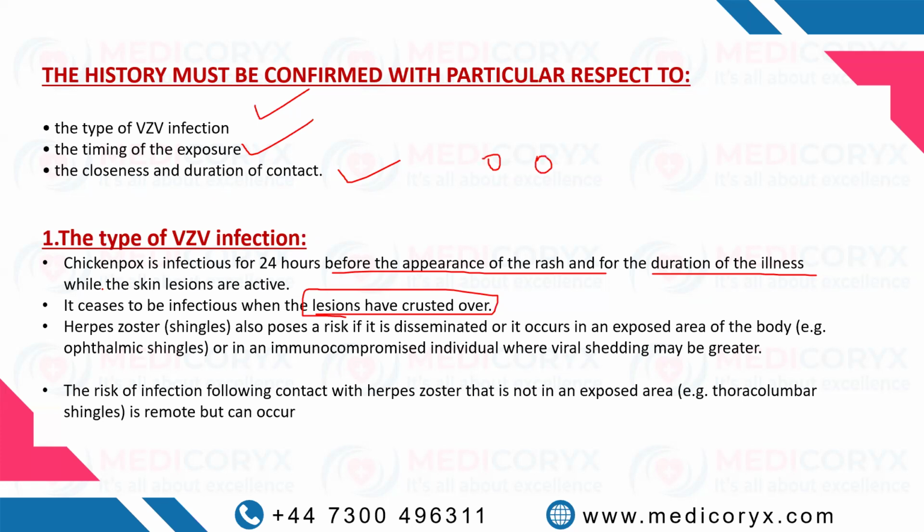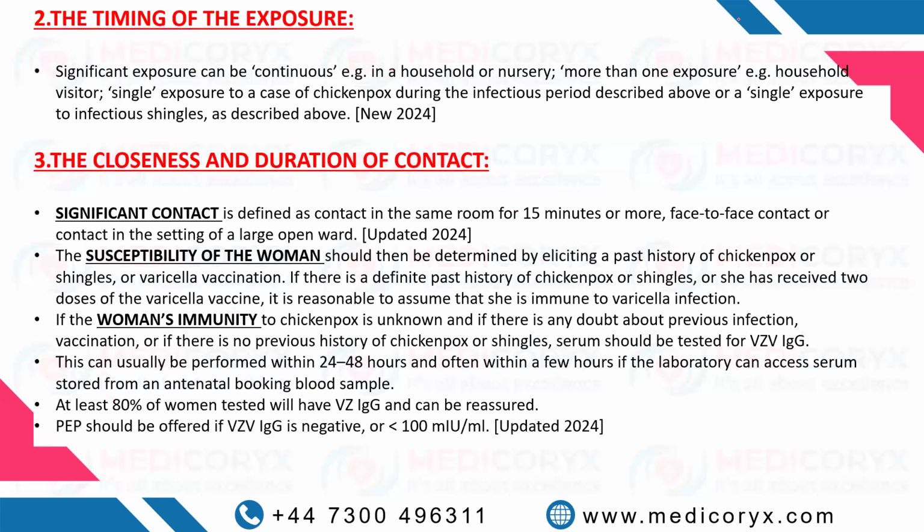The herpes zoster, shingles, also poses a risk if it is disseminated or it occurs in an exposed area, for example the eye, or in an immunocompromised individual where viral shedding may be greater. The risk of infection following contact with herpes zoster that is not in an exposed area, thoracolumbar, can also be there. So after exposure, the immunity to shingles might be lifelong. Mariam, if that is your answer, right?